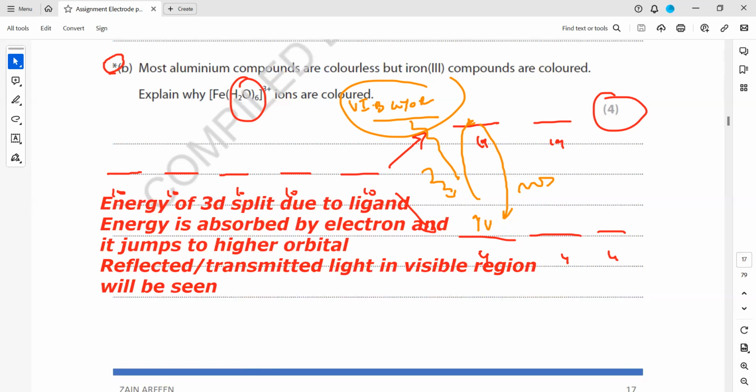One mark is for mentioning that the presence of the ligand causes splitting of the d orbitals. Second, when an electron in the lower d orbital absorbs energy, it jumps to a higher one. So 1 mark is for mentioning absorption, and 1 mark is for mentioning the jump from lower to higher. And then what is seen, the color which is visible, is the transmitted one, or you can also say the reflected one is visible. Is this question clear? How do you explain the formation of a colored compound by the transition elements?